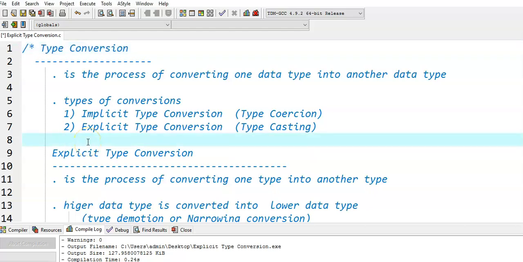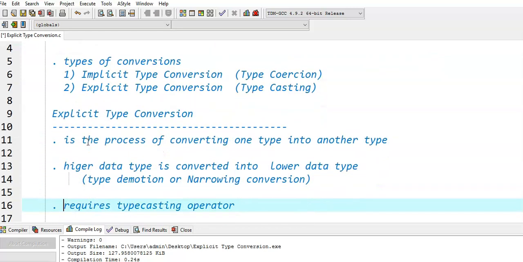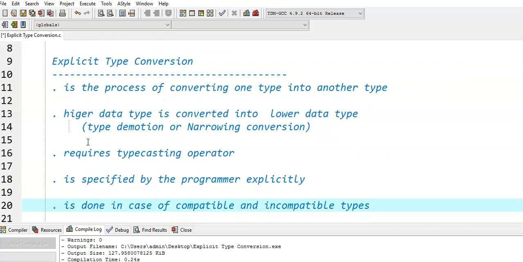In this video, we discuss explicit type conversion. Explicit type conversion is one of the types of type conversion. It is also called typecasting. Explicit type conversion is the process of converting one data type into another data type.